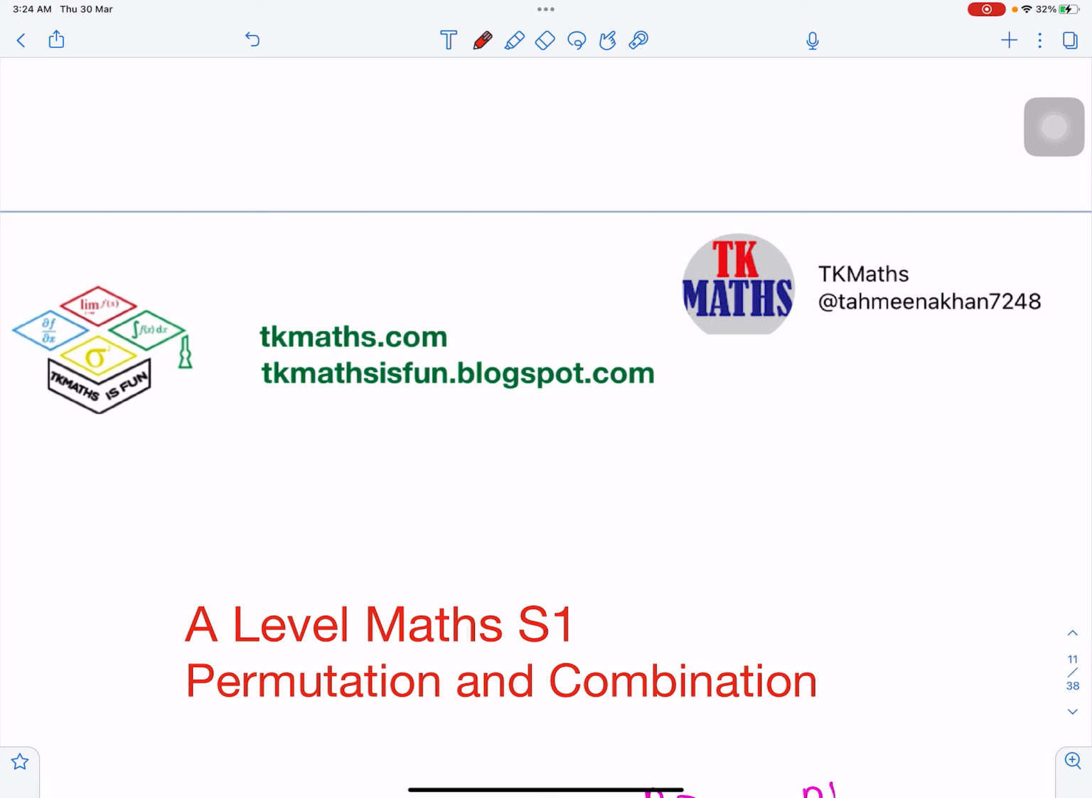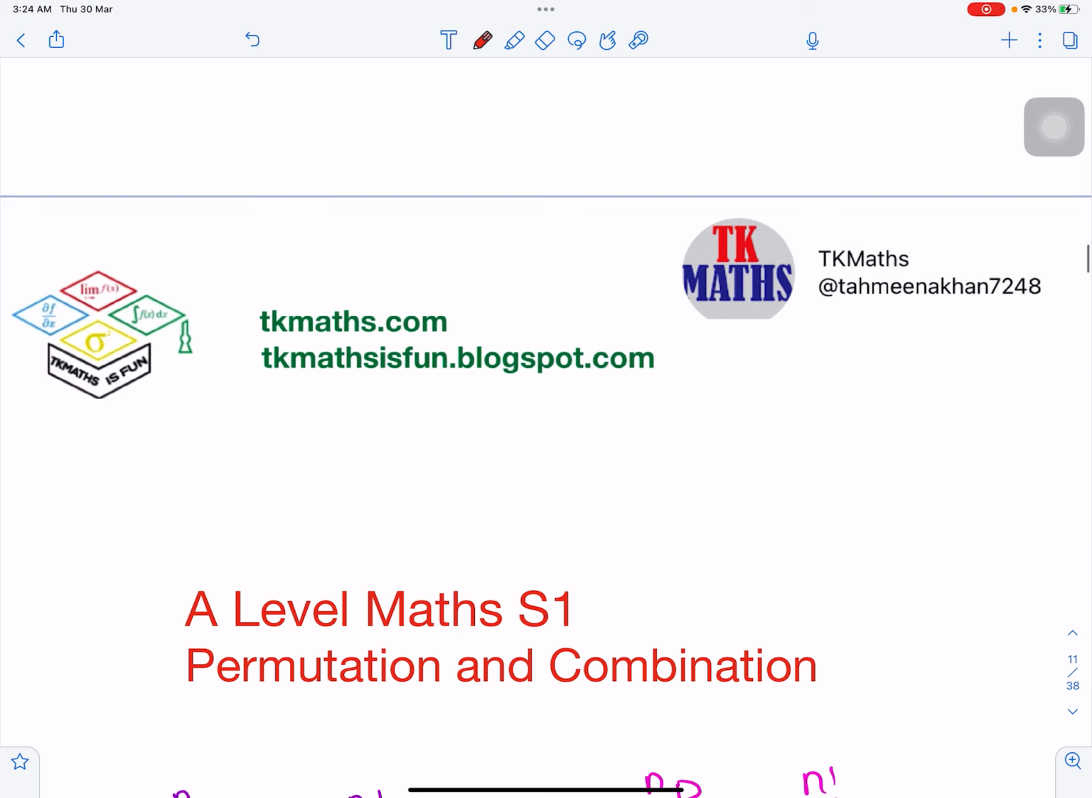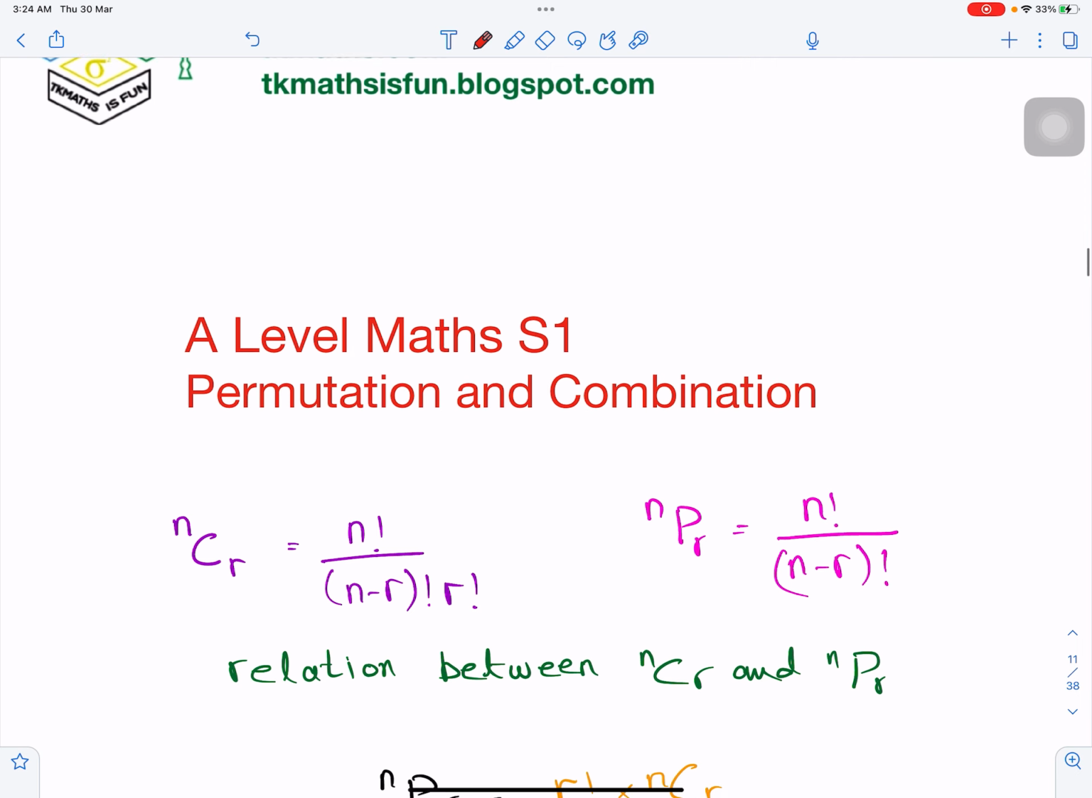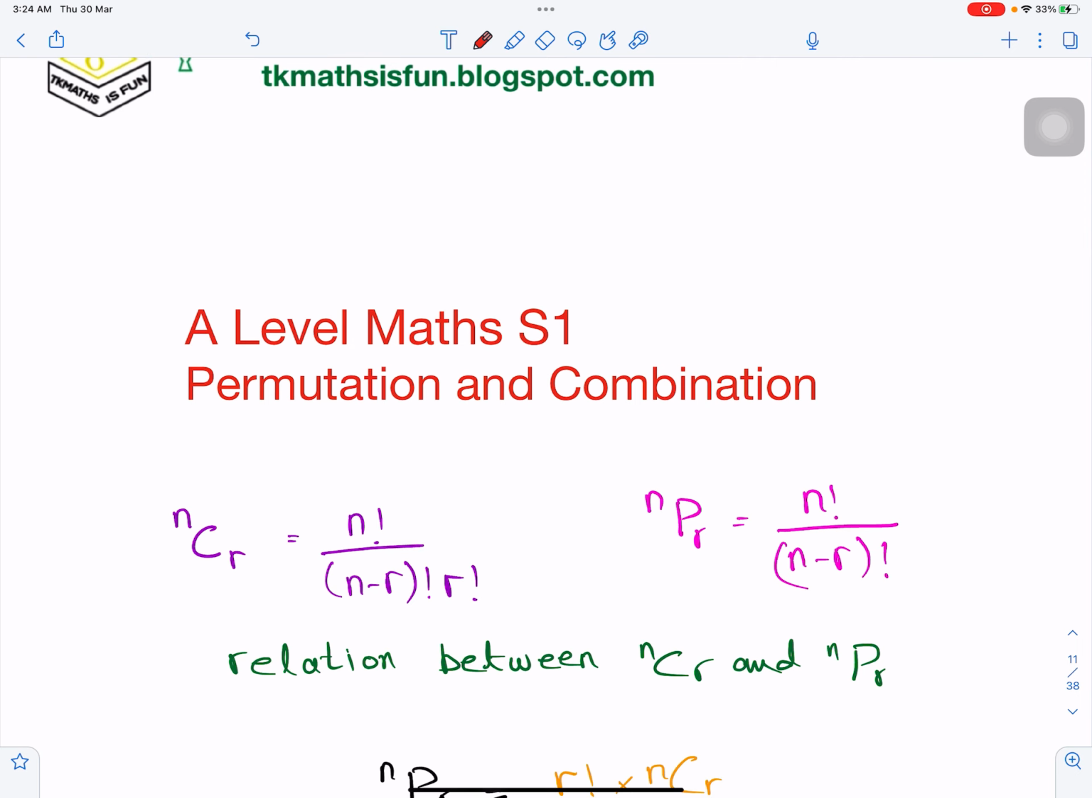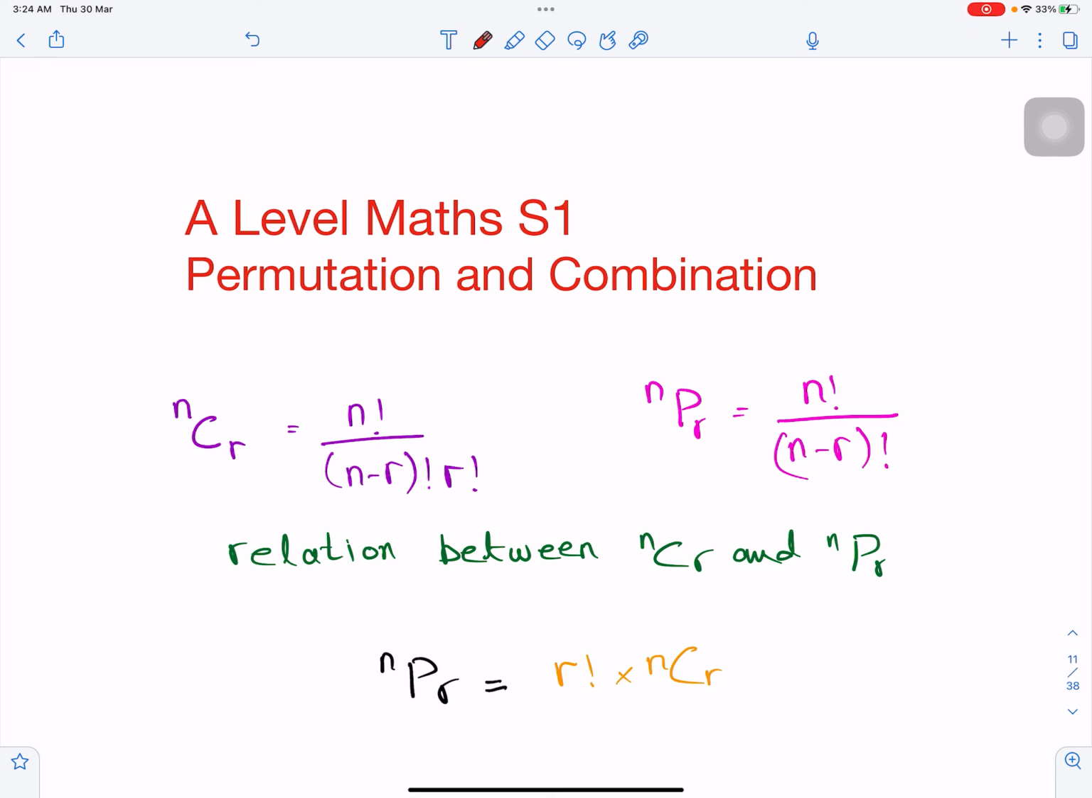In today's video, we will see a question on permutation and combination, and it is a very interesting past paper question. It came in June 18. So let's see the formula just to refresh our memory. It will be given to you in MF 19, so you don't need to learn it by heart. But you need to understand one relation which will not be given, which is here.